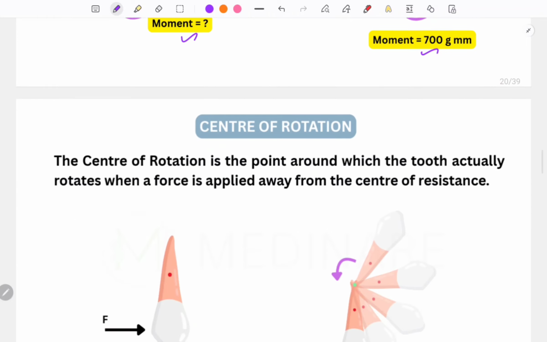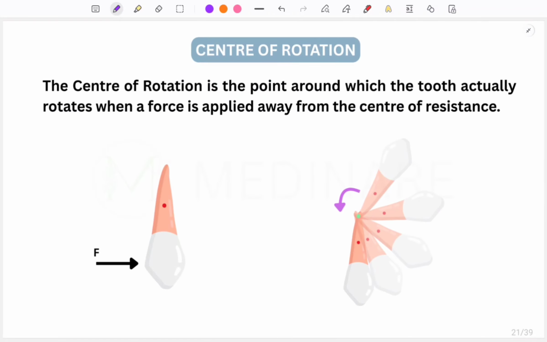So that is moment. For a body to remain in a state of rest, it needs a center point which is called the center of gravity. For a body to move as a whole unit, it requires a center point which is called the center of resistance. Similarly, for a tooth to rotate when force is applied away from the center of resistance, it requires a reference point around which it actually rotates. That point is called our center of rotation.